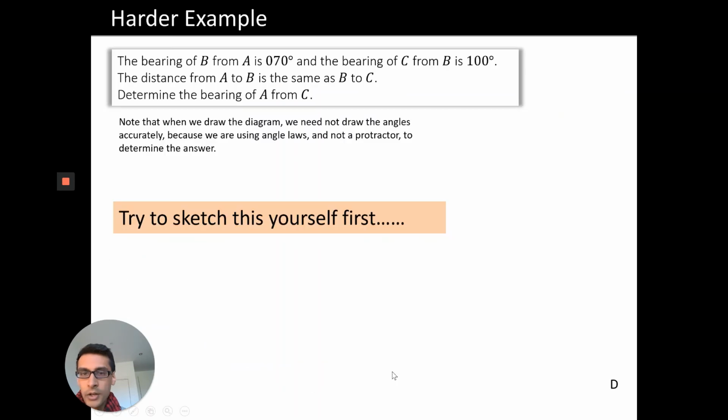Okay, now a harder example. You must sketch this in your book as well. It's just a sketch, you don't need to use a ruler. Figure out what you think this would look like, and then I'm going to go through it with you.